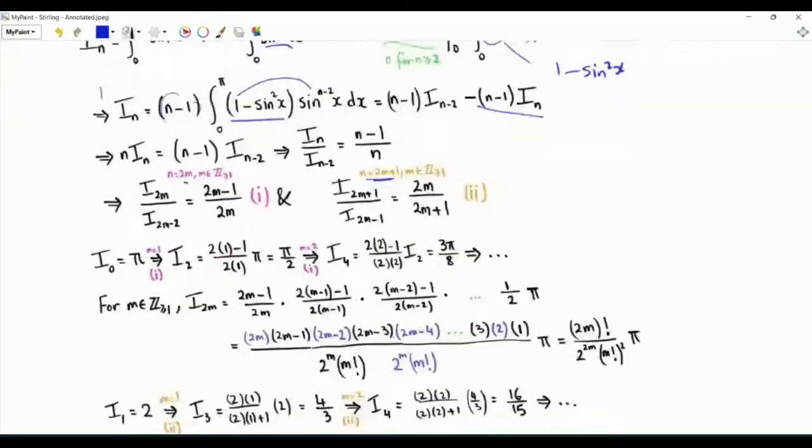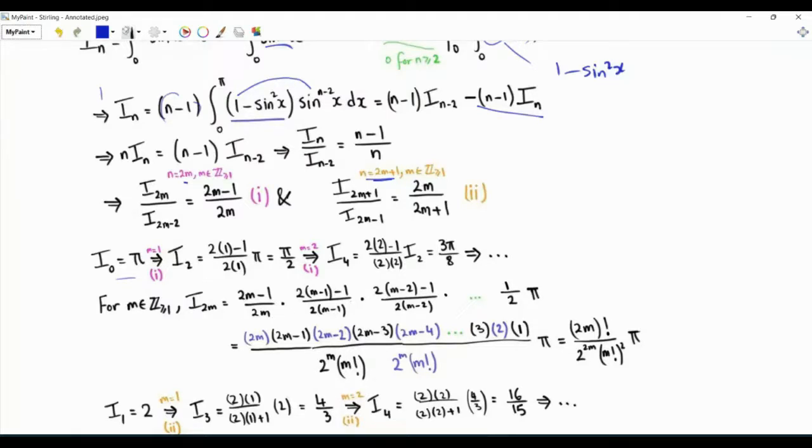So again, as I said, this recursive relation will allow us to write, if you know I of 0, which is pi, then I2 is basically this factor with m set to 1 multiplied by I of 0, which is equal to pi. So we'll discover that I2 is pi over 2. Now, if we put small m equal to 2, then we can relate I4 to I2. And then since we know I2, then I4 is 3 pi over 8 and so on.